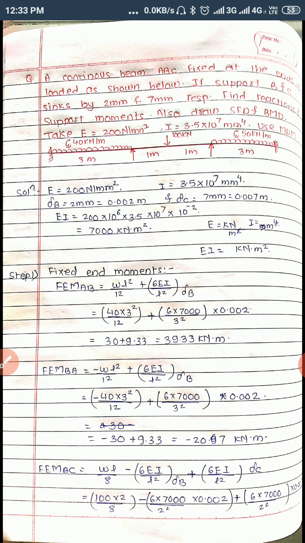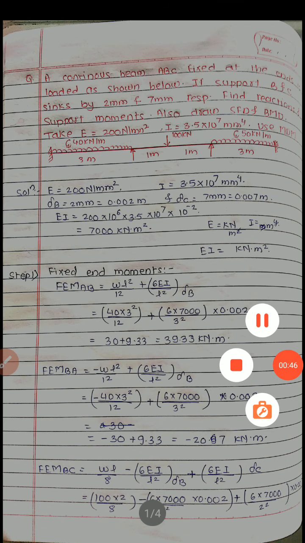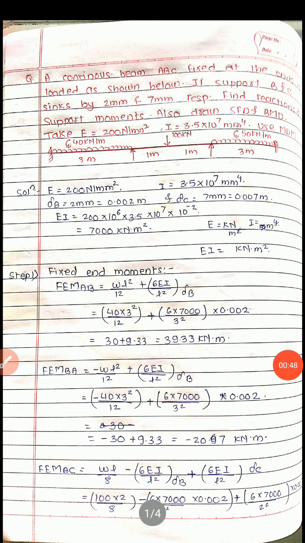A continuous beam ABC, fixed at the ends and loaded as shown below, has supports B and C that sink by 2 mm and 7 mm respectively. Support B sinks by 2 mm and support C sinks by 7 mm. Find the reactions and support movements. Also draw the shear force and bending moment diagram.